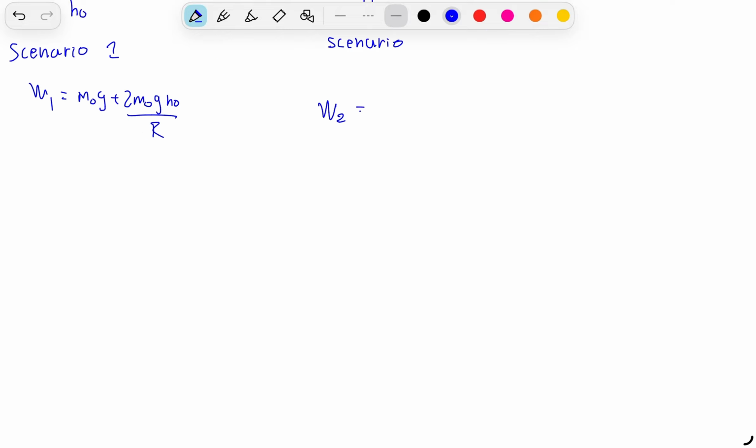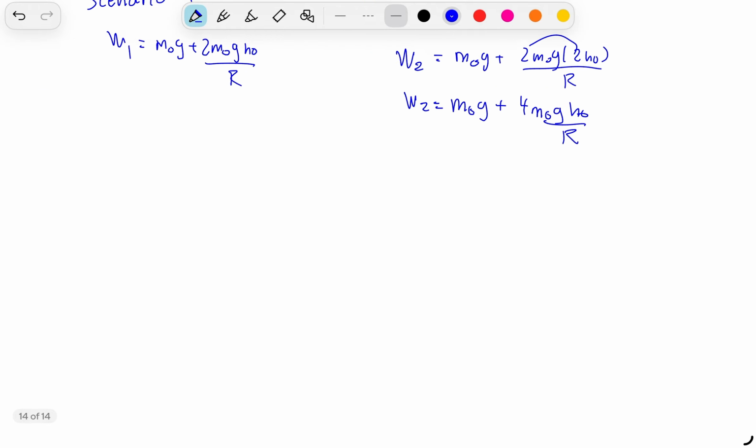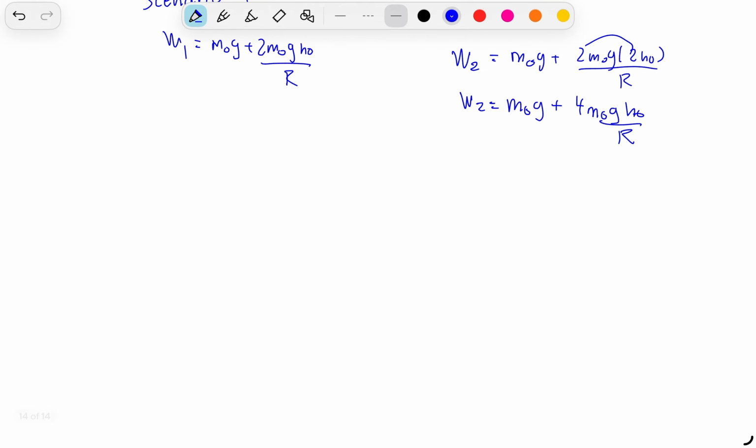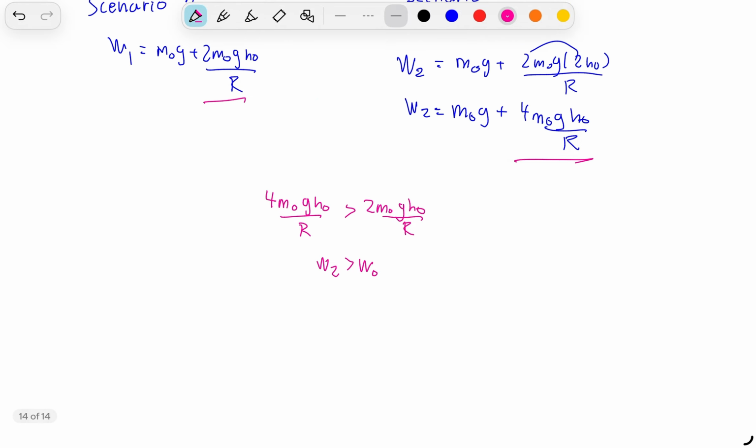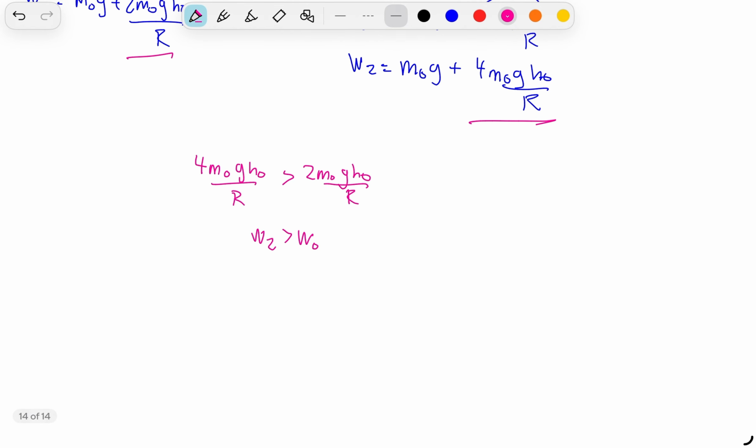So weight 2 is going to be m initial g plus 2m initial g times 2h initial, all divided by r, and it's going to be the same thing, m initial g plus, here we can multiply that 2, 4m initial g h initial, all divided by r. So then we can compare what is different between these two equations. Well, we can see that it's just going to be this component right here. We know that 4m initial g h initial over r is going to be greater than our 2m initial g h initial over r, so our weight 2 is greater than our weight initial. So doubling the height is going to increase the speed at B, and that increases required centripetal force, so the normal force apparent weight is going to be greater.